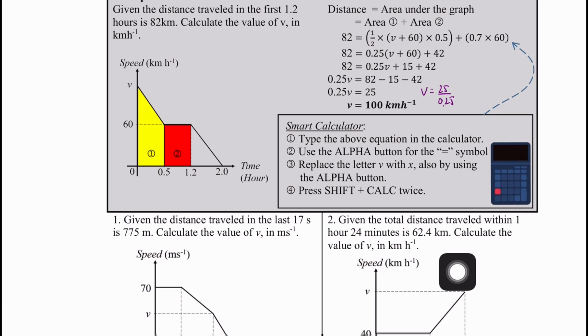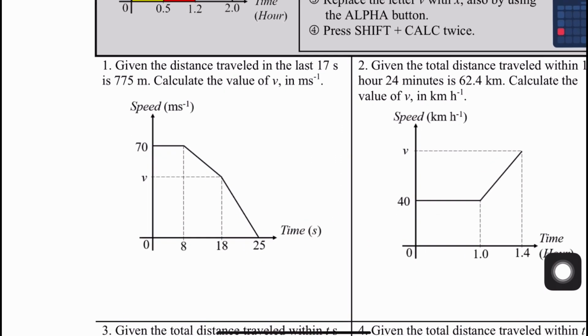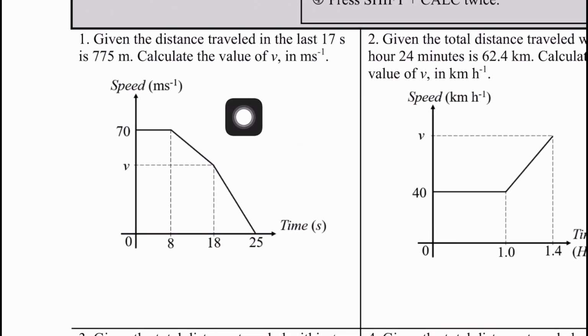Okay, now let's try the first question. Given the distance traveled in the last 17 seconds is 775, calculate the value of V. Over here it has mentioned the last 17 second, 17 saat terakhir. But the last 17 seconds start from where? Kita tak tahu kan. So cuba awak tengok last kali is 25.